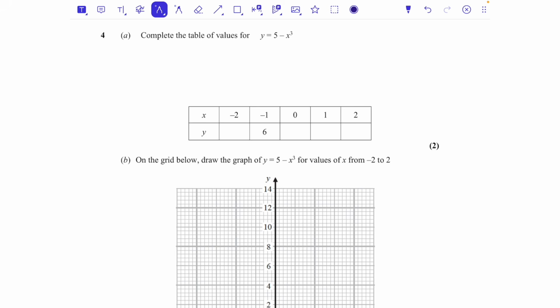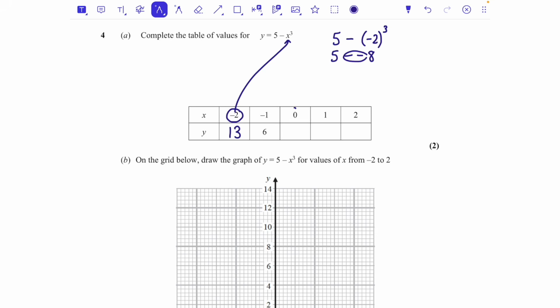So for non-calculator, we need to think about substituting each of the values of x into the formula. I'm going to start by doing 5 minus minus 2 cubed. And minus 2 cubed means minus 2 times minus 2 times minus 2. Minus 2 times minus 2 is 4, times that by minus 2 is minus 8. So we're doing 5 minus minus 8, and that becomes an add. So this one is 13.